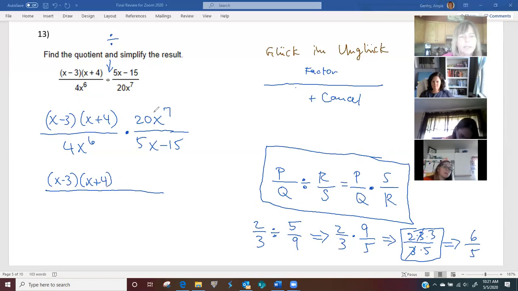Then the 20. Okay, so some of you will say, hey, let me cancel that 20 and that 4. And I'm not against it, but I usually go ahead and factor, factor, factor, factor, and then cancel. So I like to factor everything all at once, if possible. So I'm going to take that 20, and I'm going to say it's a 2 times 10 and a 2 times 5. And I'm not saying you have to do it that way at all, okay? I just like to factor them completely.